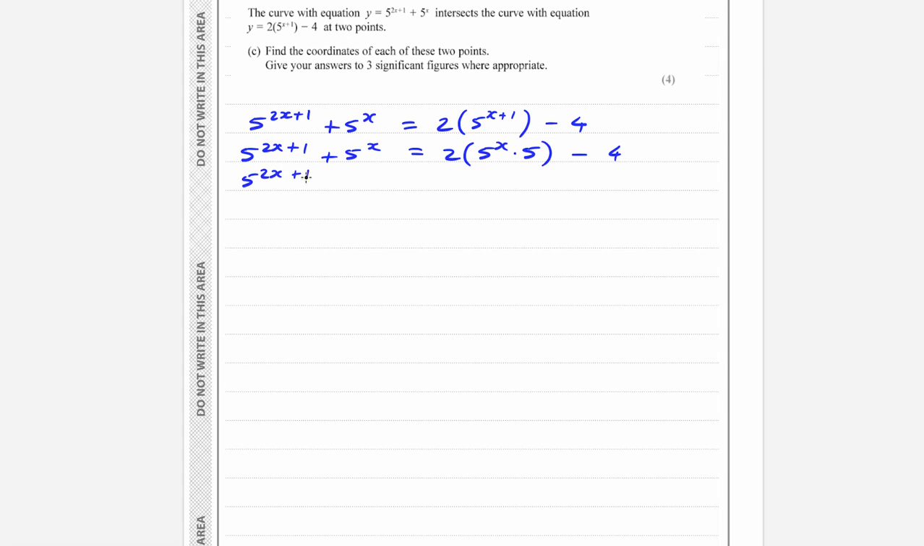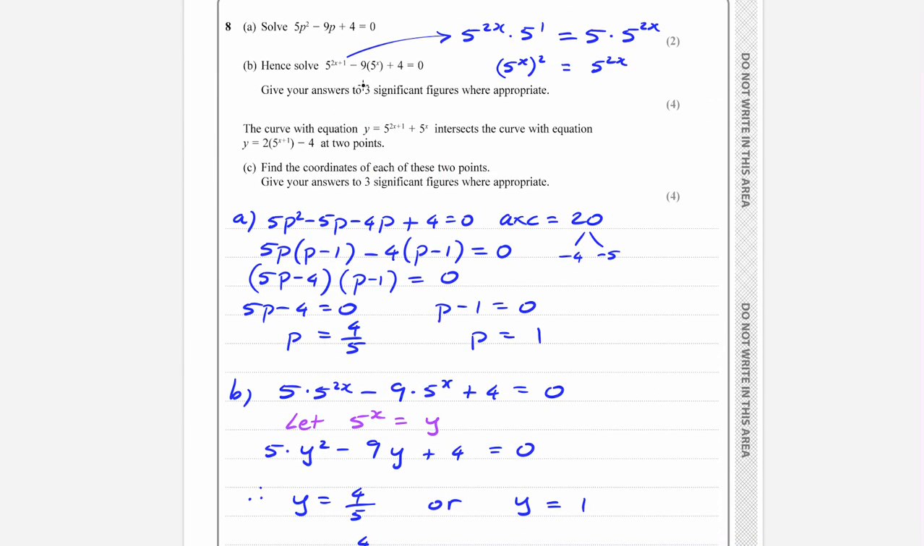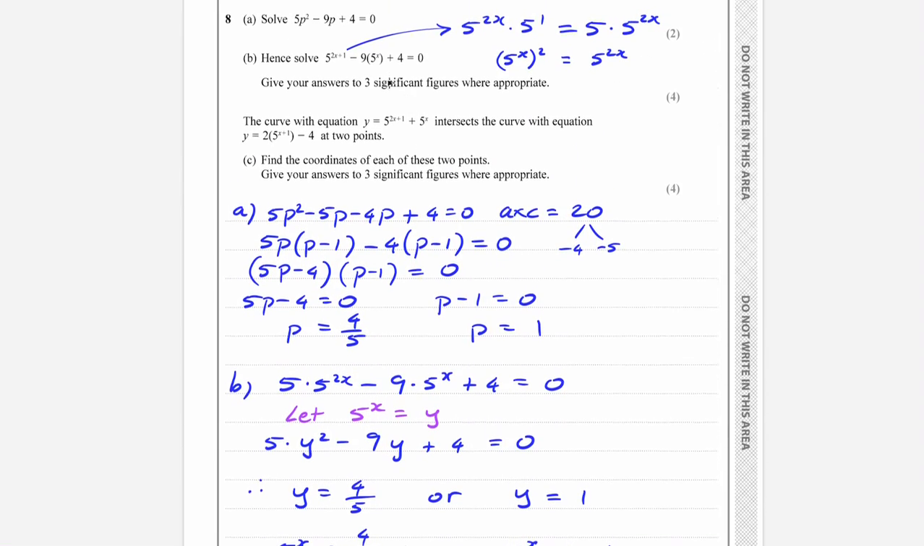Then let's do another step. 5 to the 2x plus 1 plus 5 to the x equals 2 of these, which is actually 10 times 5 to the x, because it's 2 times 5 to the x times 5, minus 4. Subtract to the left, I get 5 to the 2x plus 1, minus 9 times 5 to the x, and then plus 4 equals 0. That is this equation: 5 to the 2x plus 1 minus 9 times 5 to the x plus 4 equals 0.